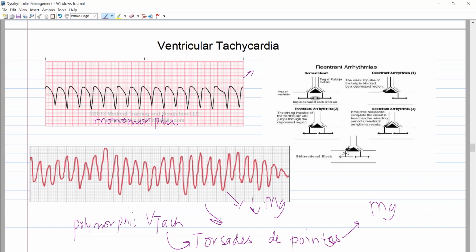But let's focus on this monomorphic VTAC. What's going on in the heart? So what's happening is, again, there is a reentrant arrhythmia in the ventricular wall. That's why your patient is producing this type of arrhythmia. And with VTAC, there are two types, okay? There is VTAC with pulse, and there is pulseless VTAC. Okay? So let's discuss the difference in their management.